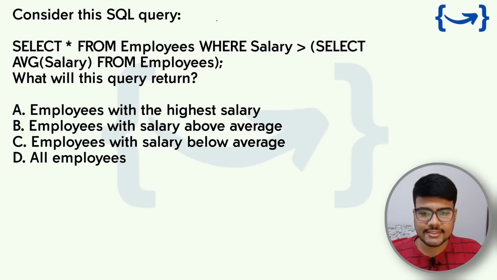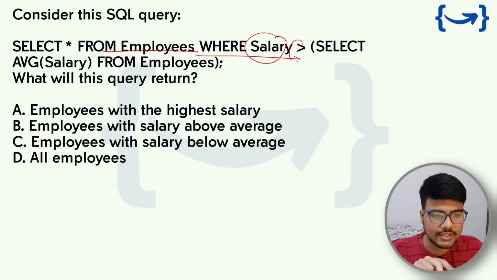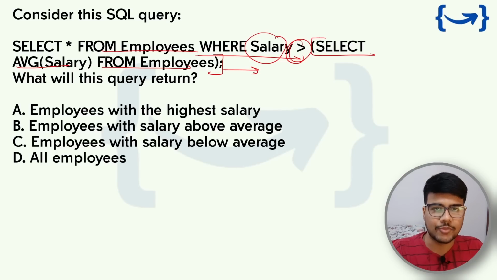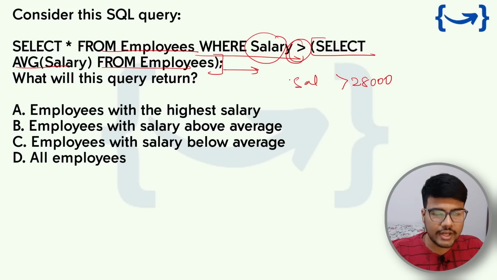Now consider the SQL query: select star from employees where salary. Okay, we are selecting all details of the employees from the employees table on the basis of salary which is greater than what? Let's see the subquery, which is select average salary from employees. So this nested query will fetch the average salary of the employees. Let's say the employees' average salary is 28,000. So salary greater than 28,000, which means this query will return all the employees whose salary is greater than the average, which is 28,000.